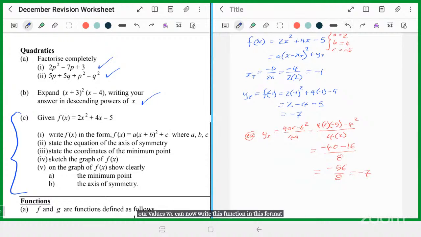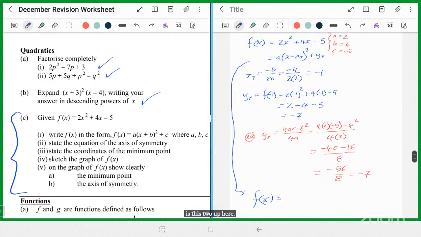So this then becomes f of x equals a. The a is this 2 up here, into x minus the xt value, which is -1. So the minus becomes a +1.